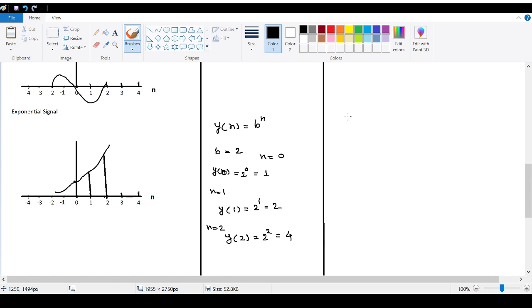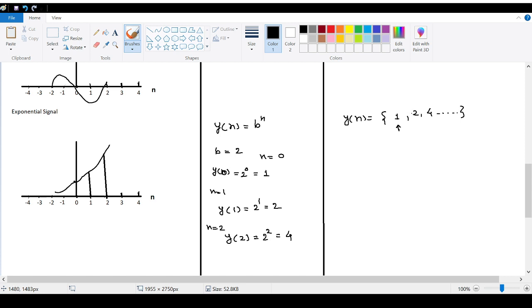Now if we want to represent this signal in the form of sequence representation, we can write it like y of n is equal to 1 when n is equal to 0, and it is having values 2, 4, and so on. So this is the sequence representation for y of n.